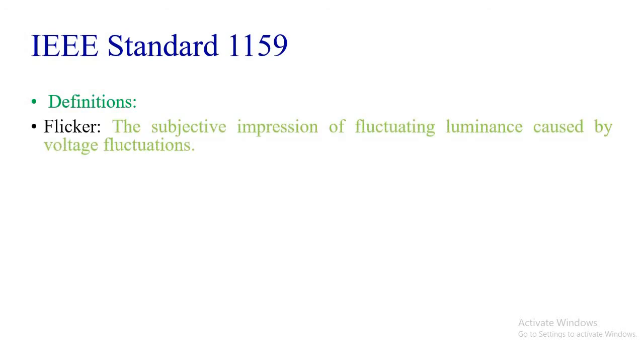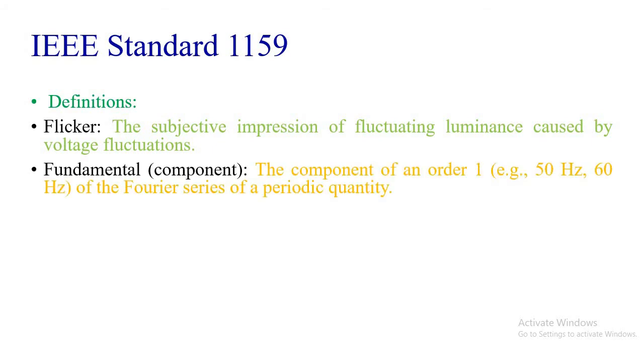Now, the first one is flicker. Flicker is nothing but the subjective impression of fluctuating luminance caused by voltage fluctuations. The next is fundamental component. It is the component of order 1 of the Fourier series of a periodic quantity. For example, here 50 Hz or 60 Hz, etc. That is the fundamental frequency.